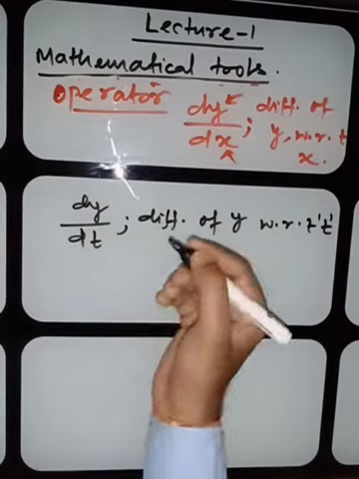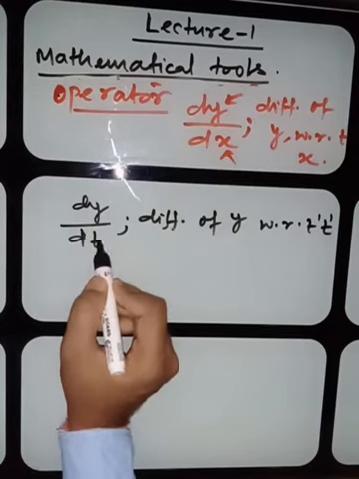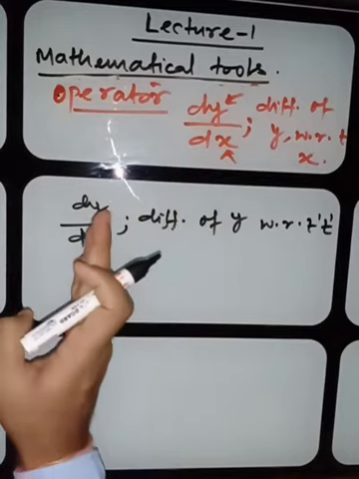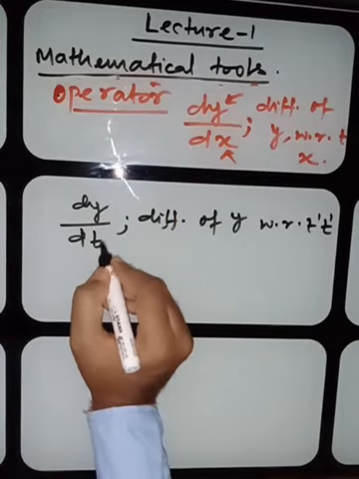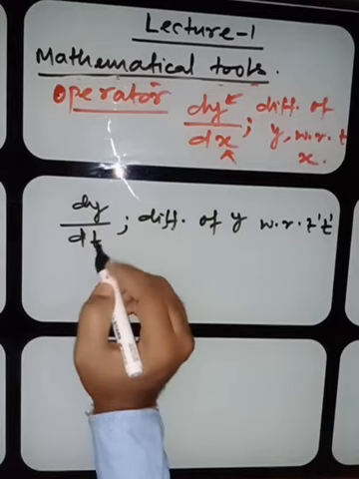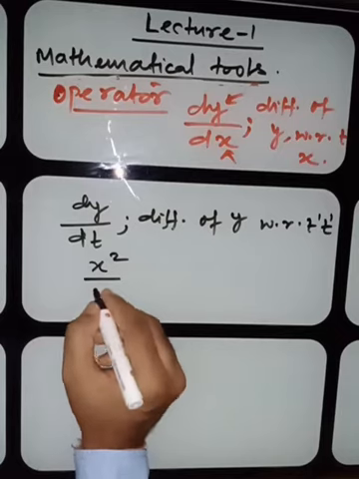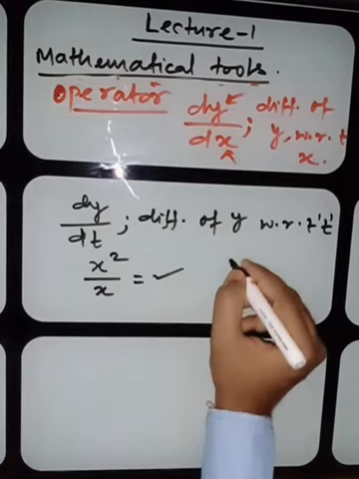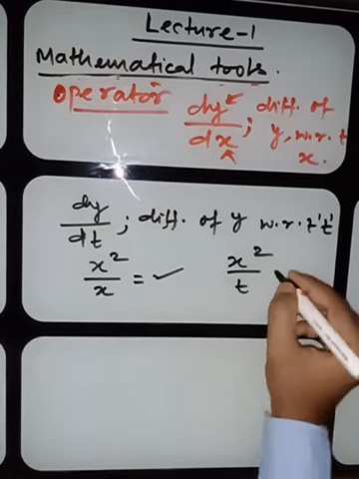Differentiation, actually, we know that to correlate one function with another function, but if y is differentiating with respect to t, it means there is a relation between y and t. For example, if I give you x square by x, then you can find the value. But if I write here x square by t, could you find any result? The answer is no.